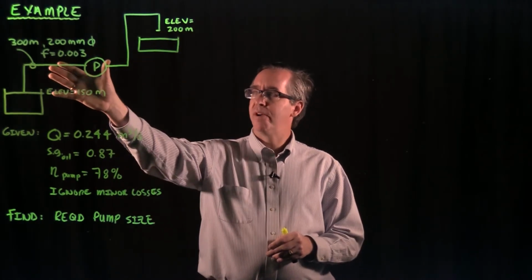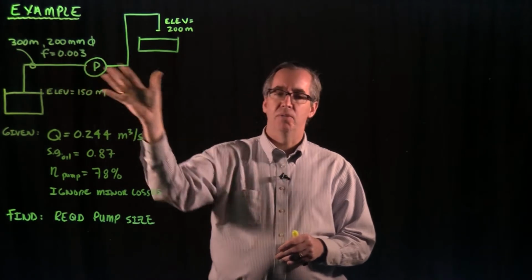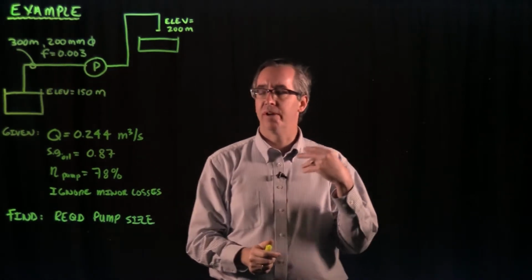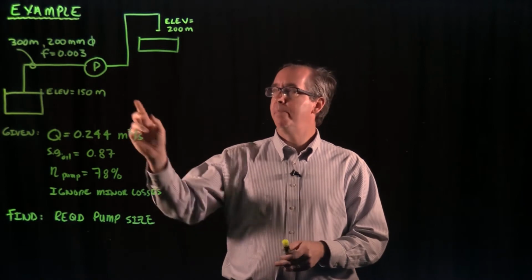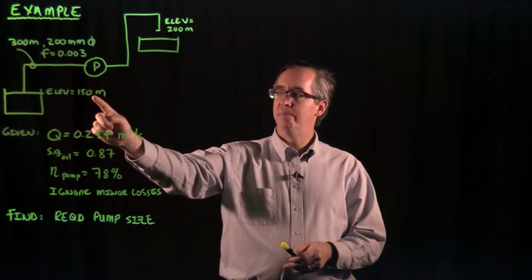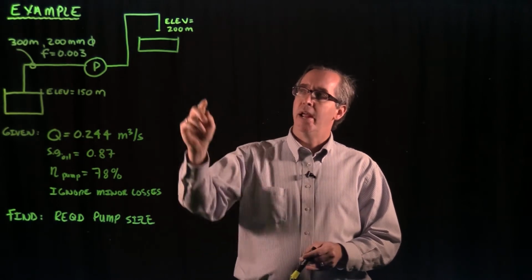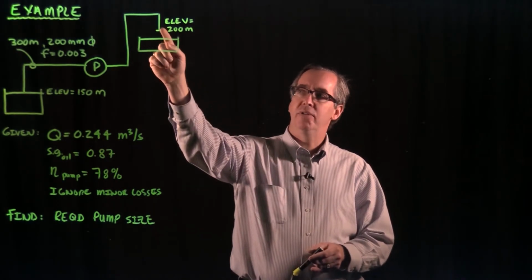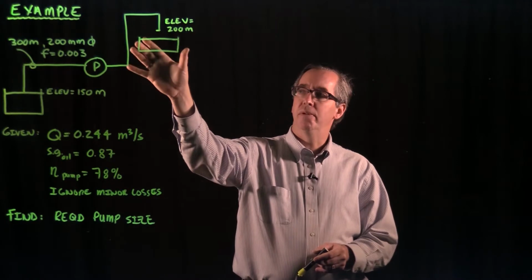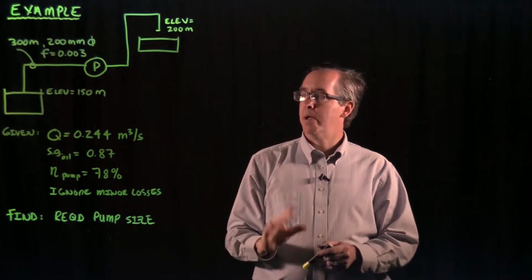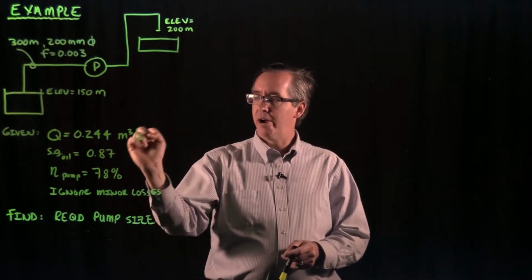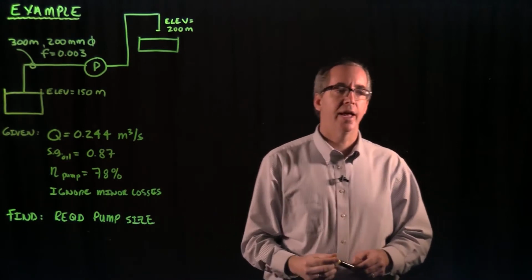The pipe has a friction factor of 0.003, so we'll be using that friction factor when we figure out the friction losses. And we're pumping it from the reservoir at 150 meter elevation to an elevation of 200 meters, okay? And at this point here, this is where it's going to discharge from the pipe and go into another reservoir, okay? We're given the required flow rate of 0.244 meters cubed per second.